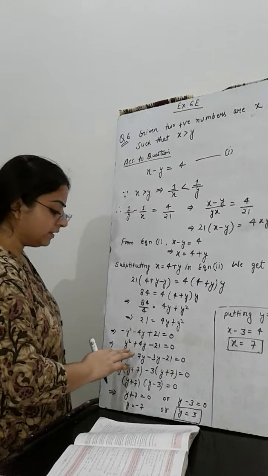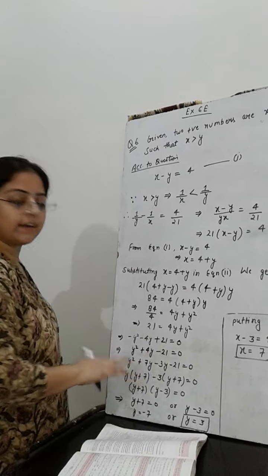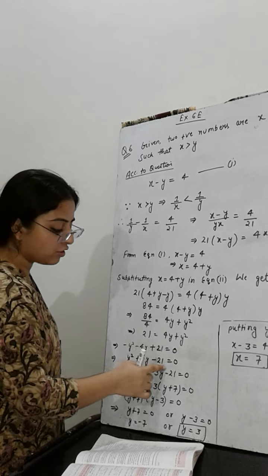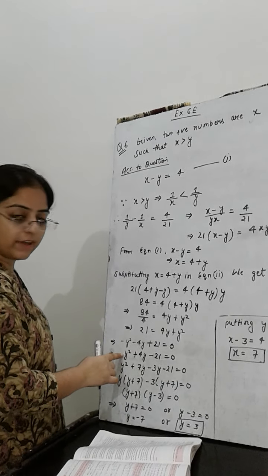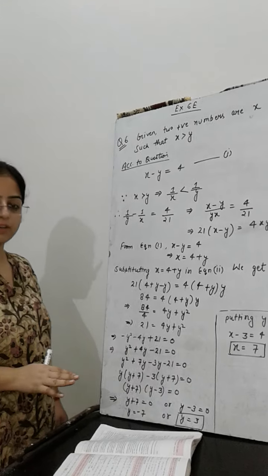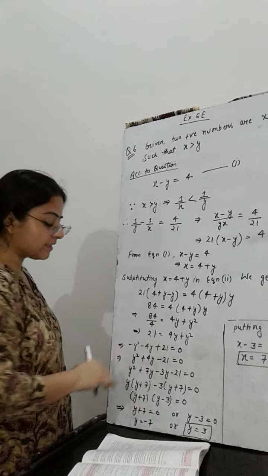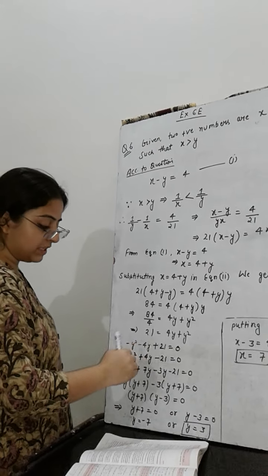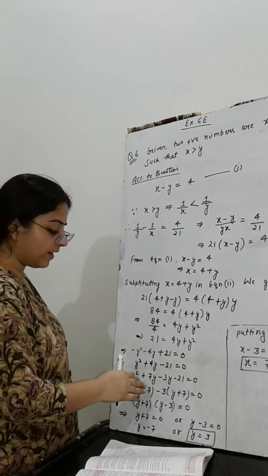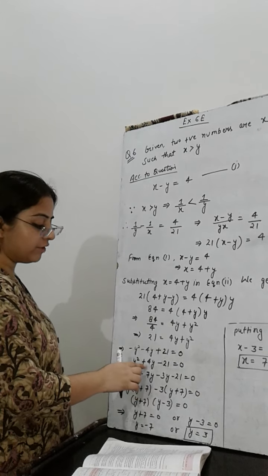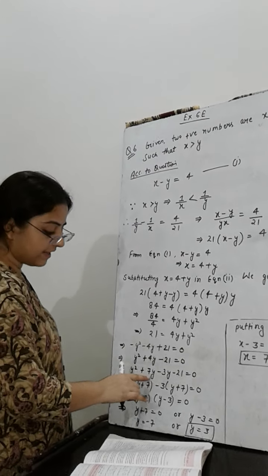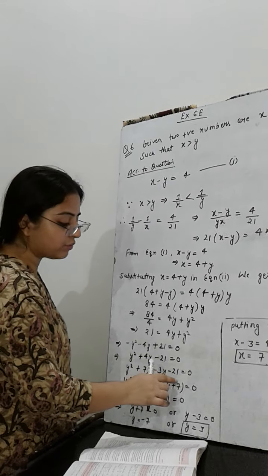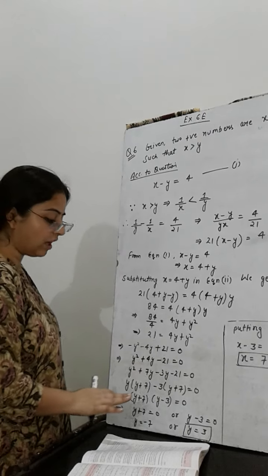Then we have applied the splitting method for doing the factorization here. y square. Now what do we want? First of all we will multiply the constant term with the coefficient of y square. So it is minus 21 y square and the middle term is given 4y. So we want two numbers whose multiplication should be minus 21 y square and on adding or subtracting them we should get the middle term. So they are 7y and 3y. y square plus 7y minus 3y minus 21 equals 0. This you know very well how to do.